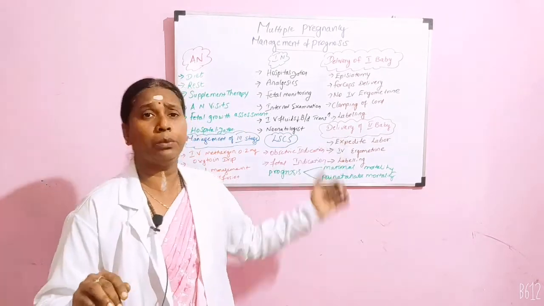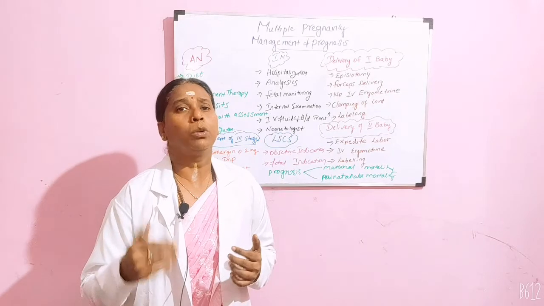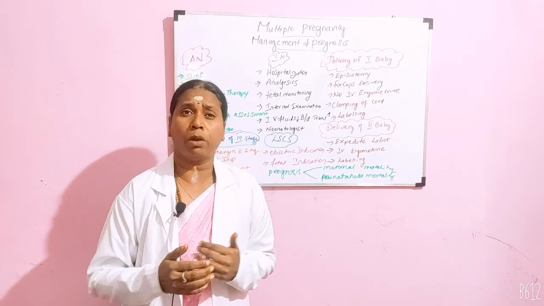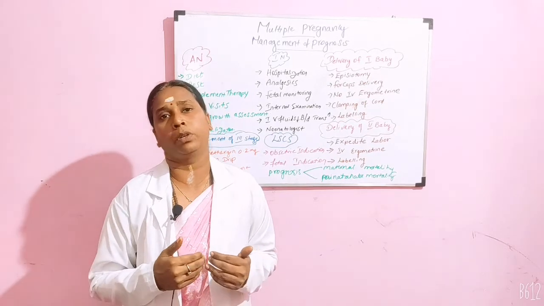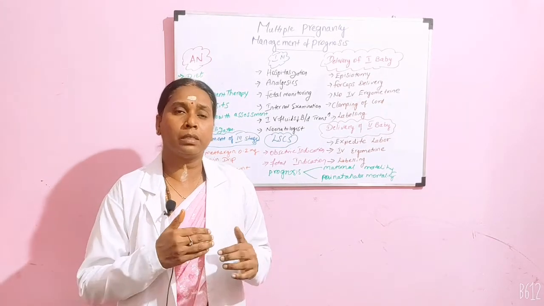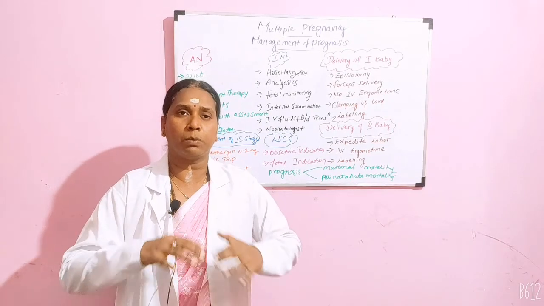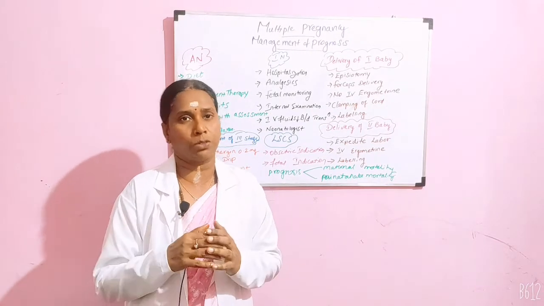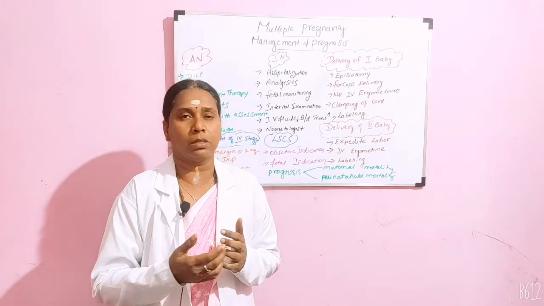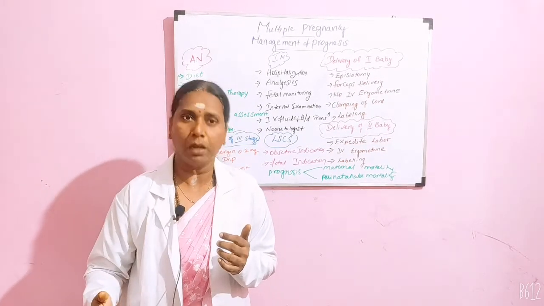Then coming to the delivery of the second baby. What we have to do is fasten up the labor process, because once the first baby is delivered, your uterus gets a stimulus that there must be an adequate contraction and the labor has to stop. So before that you have to fasten up the labor process and the second baby has to be delivered.